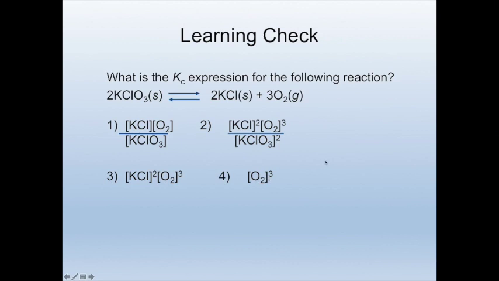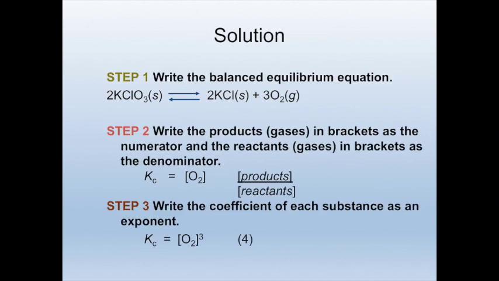Now, if you'll notice, the only member of this reaction that is not a solid is oxygen gas. It is a product, so it goes in the numerator, and it has a coefficient of 3. And so the correct equilibrium expression is obtained as Kc equals O2 to the third power, which is option 4.